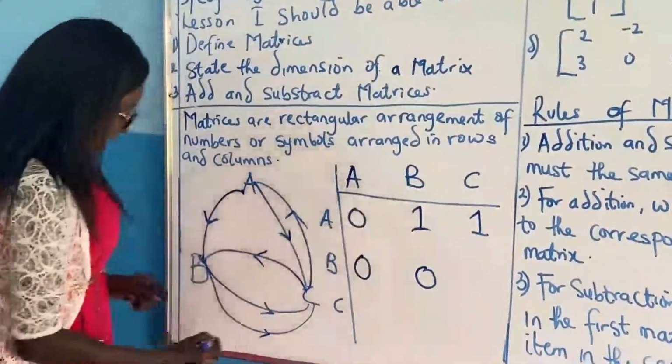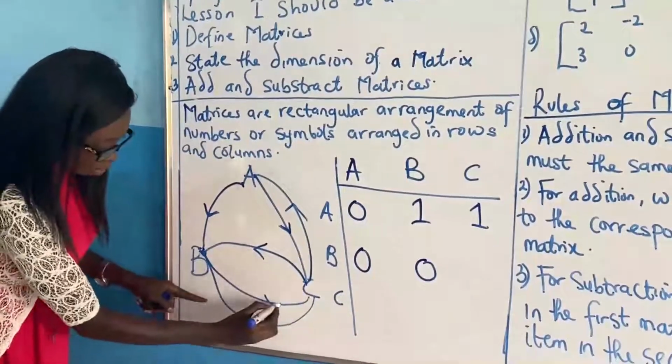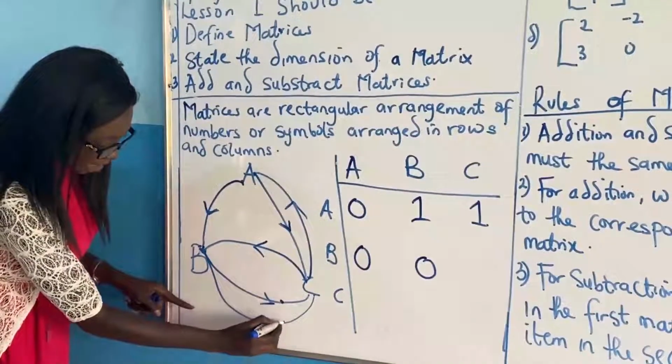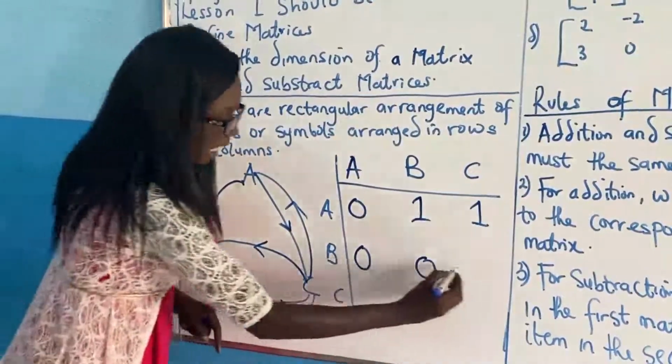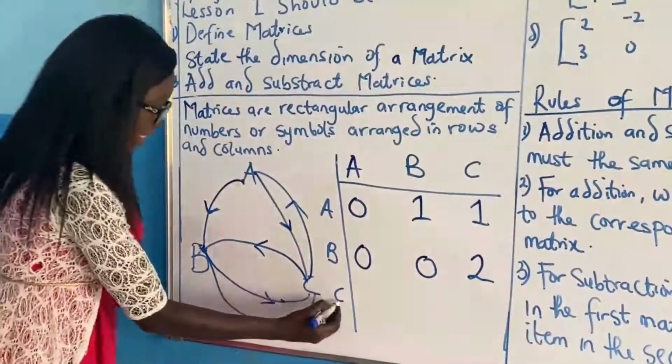Now, B to C, let's see, there is a pass there. B to C, we have 2 passes. That is this one and this one. We come here and we write 2. So let's start with C.